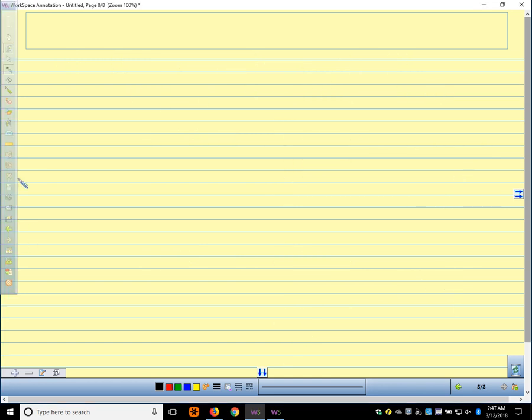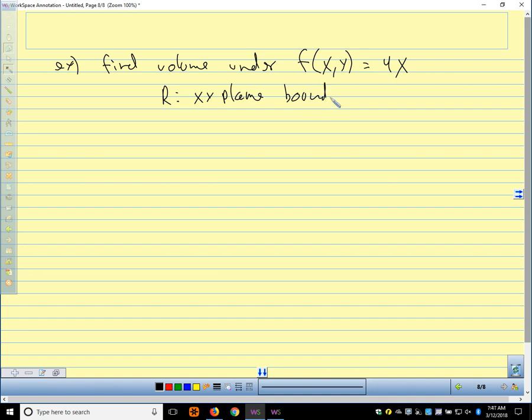All right, one last question. We want to find the volume under f of xy equals 4x, and our region in the xy plane is bounded by (0,0), (4,0), (4,4), (0,4), without using calculus. Oh, we have a square. So I bet we should find the area of that square. I think that'd probably be useful to do. Well, let's draw a picture.